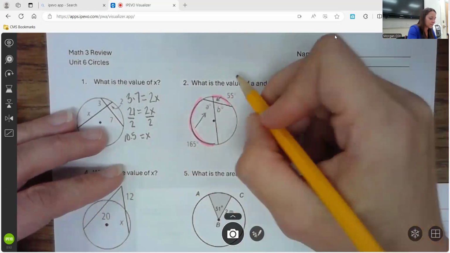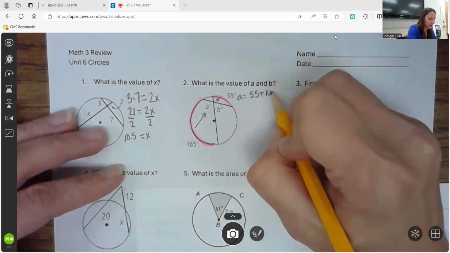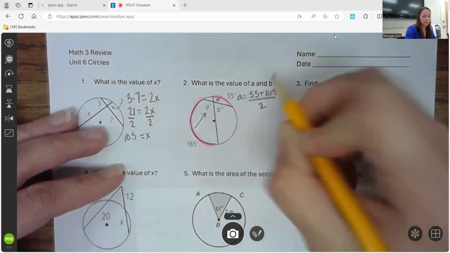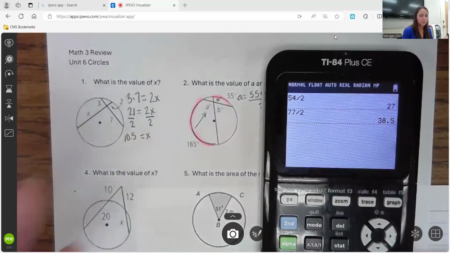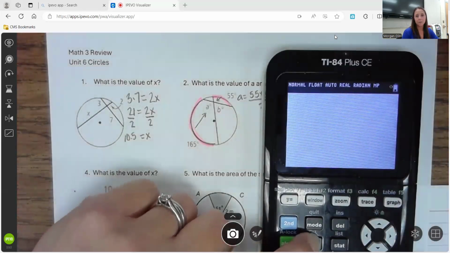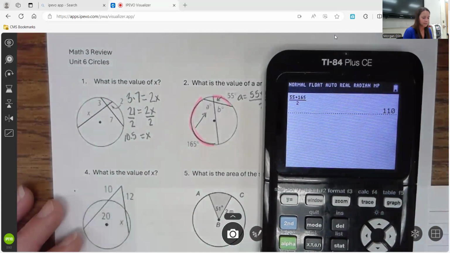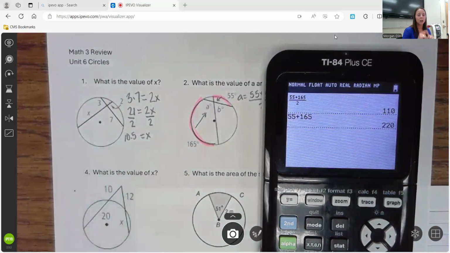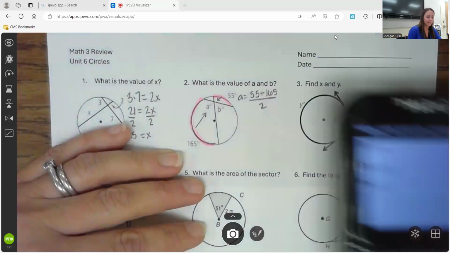But here to find A, what you do is you add the two arcs, 55 plus 165, and divide by 2. Now, in your calculator, you can do one of two things. If you're using one of the handhelds, if you hit alpha and then the X button right beside alpha, you've got the fraction. So 55 plus 165, and then arrow down, divided by 2. Otherwise, if you do 55 plus 165 without parentheses, you have to press enter and then divide by 2. So A comes out to be 110.